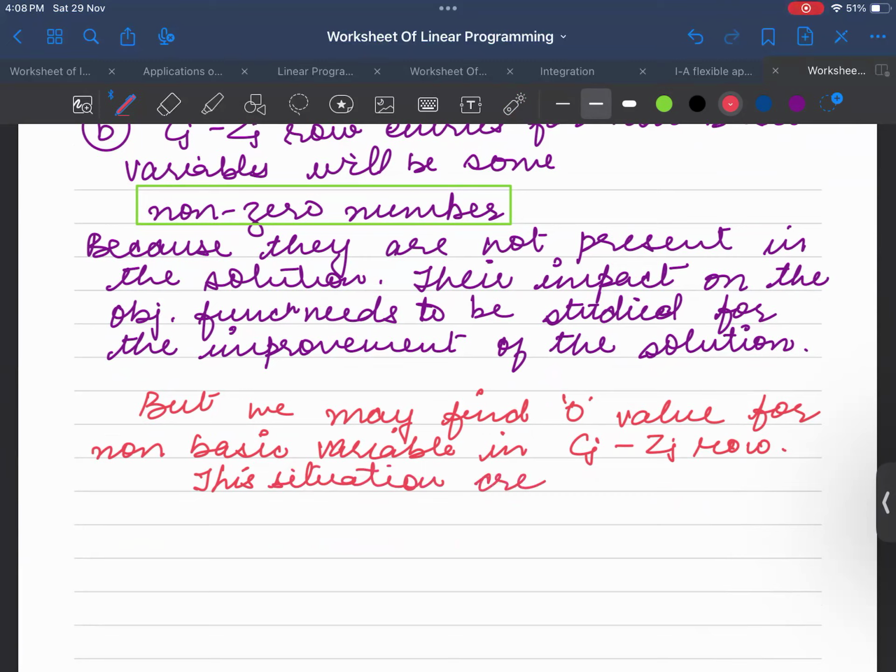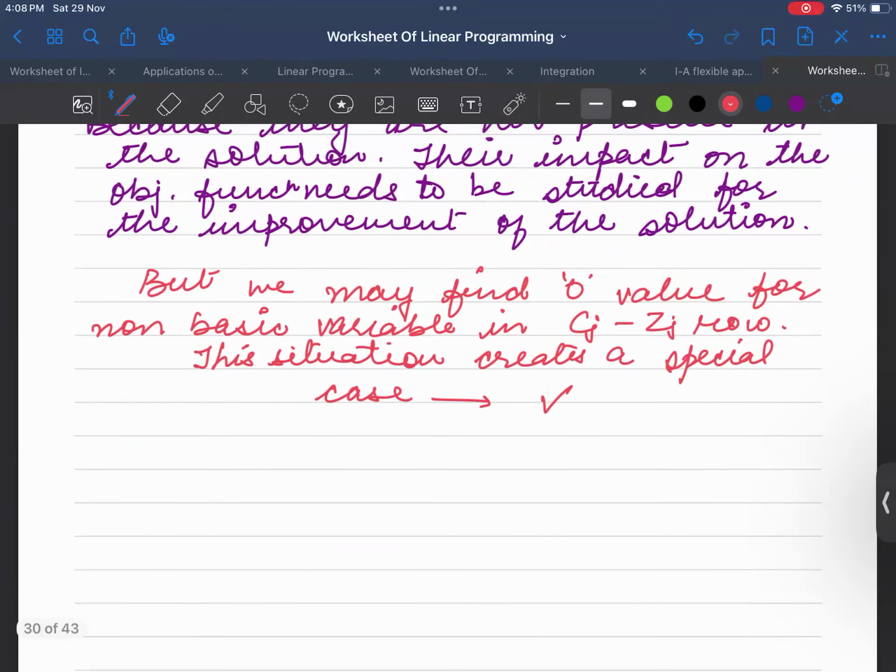Then this situation creates a special case. And what's the special case? We will discuss in detail in some of the questions. That's the multiple optimal solution. Right? I think the concept is clear as of now.